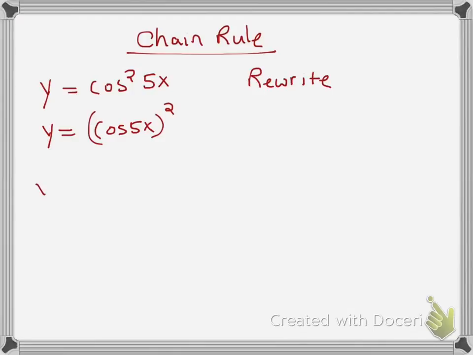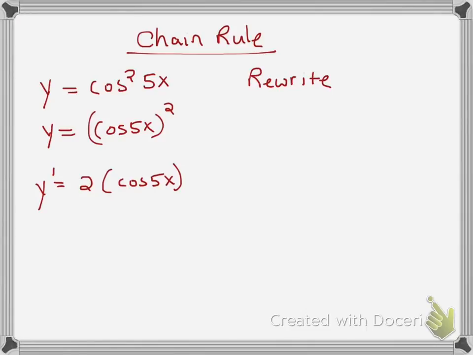So my outer function is the squared function. That's my power rule. Then my next inside function is cosine. Then my next inside function is going to be 5x. So we'll start by taking the derivative of our quadratic. So that's our power rule. So drop the 2 in front, subtract your exponent by 1. So I've taken the derivative of my quadratic.